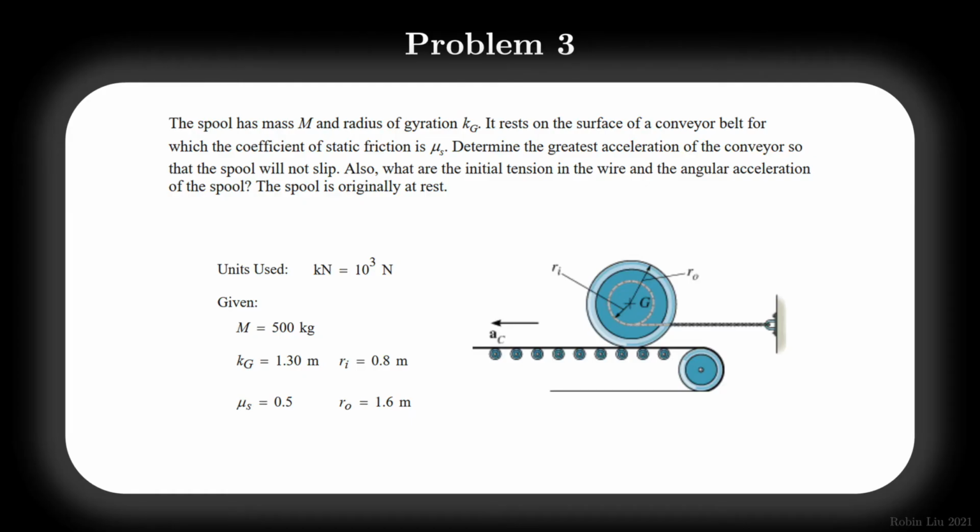Lastly, we have problem 3. It states, the spool has mass m and radius of gyration kG. It rests on the surface of a conveyor belt for which the coefficient of static friction is μs. Determine the greatest acceleration of the conveyor so that the spool will not slip. Also, what are the initial tension in the wire and the angular acceleration of the spool? The spool is originally at rest.